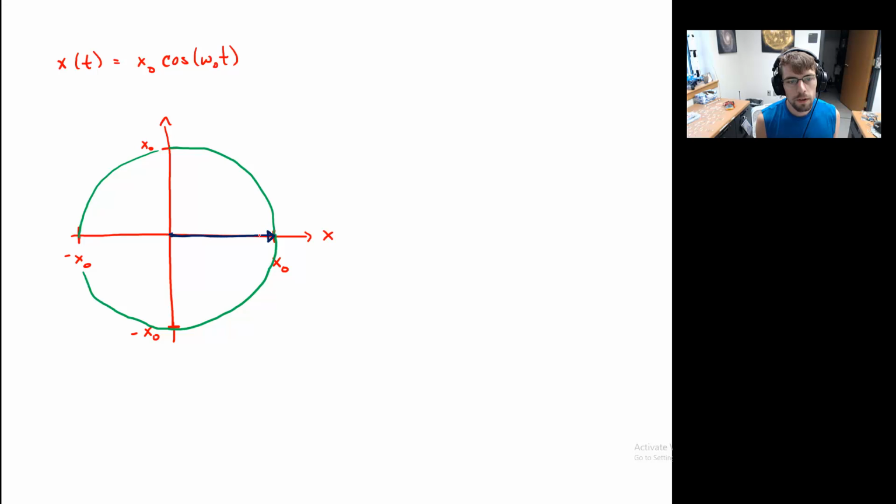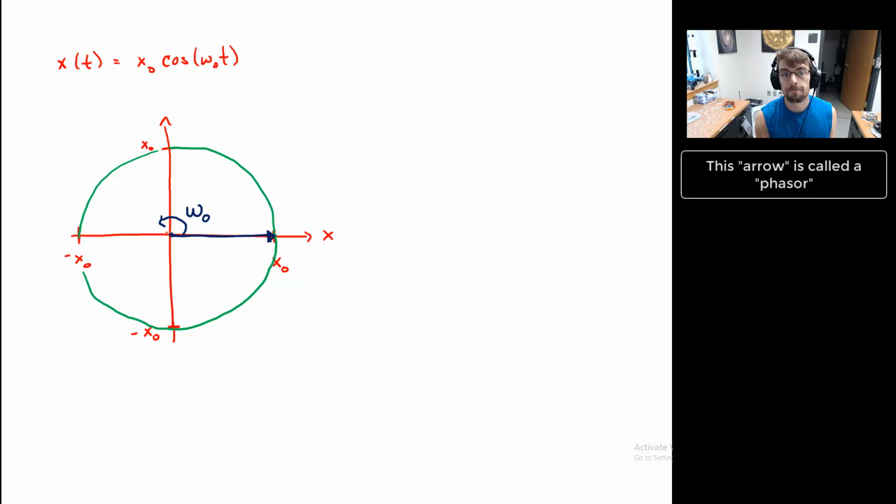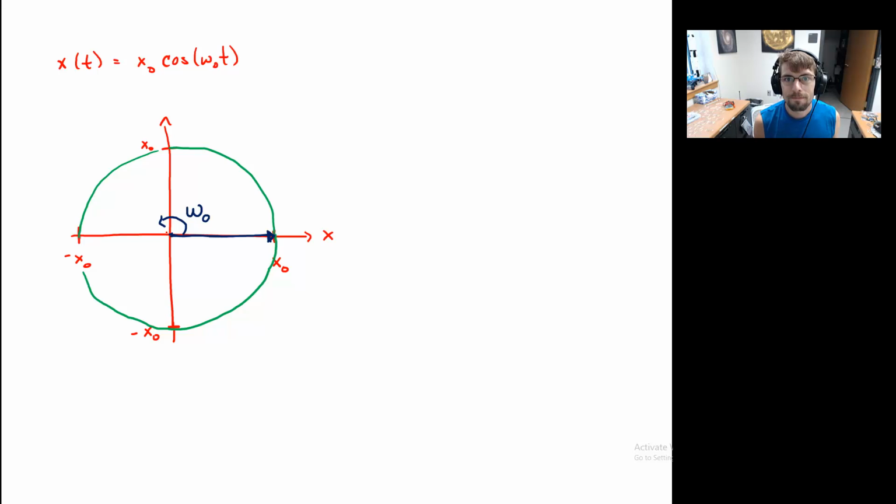Okay. You have a blue arrow, and that blue arrow rotates around counterclockwise at a speed of omega naught. Can you come up with an expression giving the location of the tip of that arrow as time progresses? Hopefully you say, yes, I can do that, right?